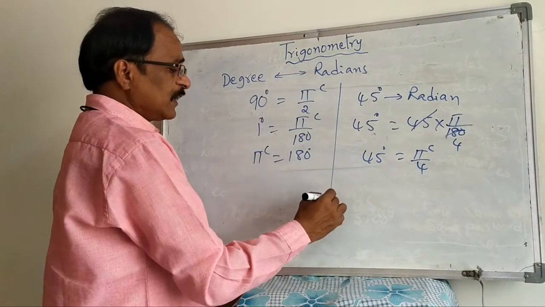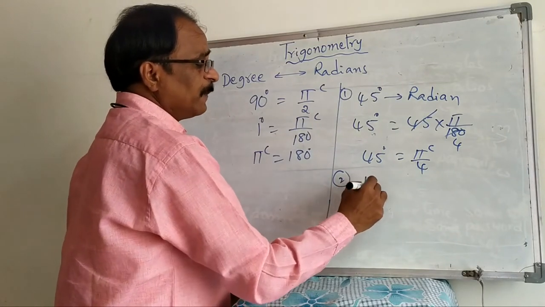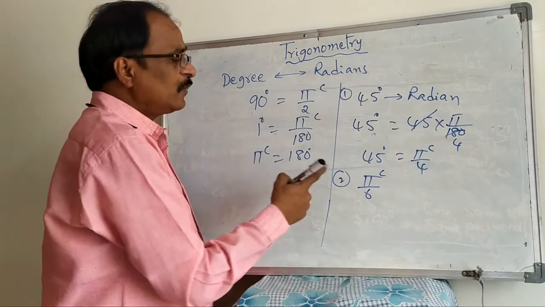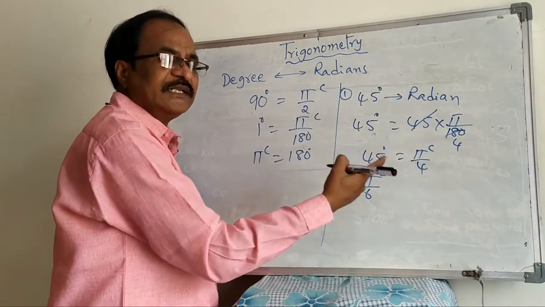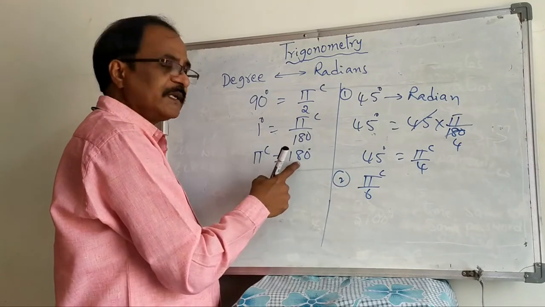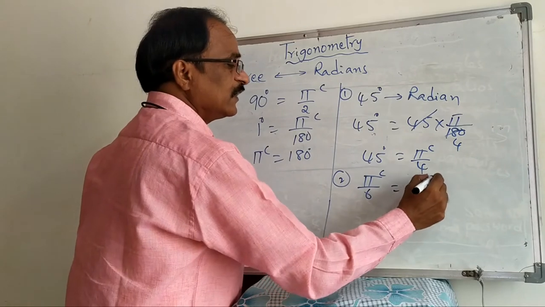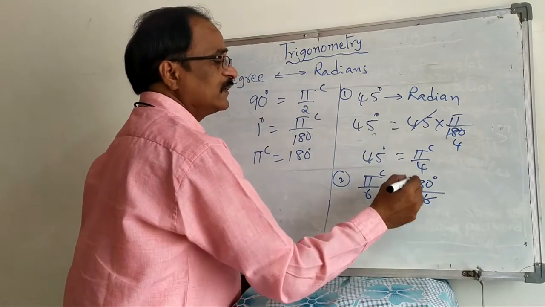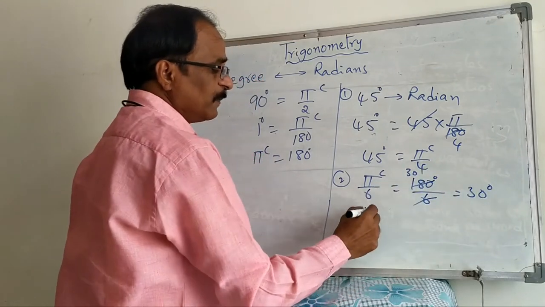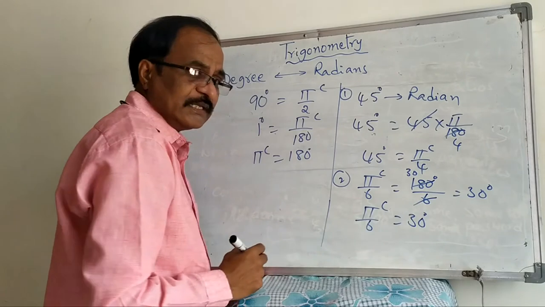Similarly, we have to convert pi by 6 radians into degrees. How to convert pi by 6 radians into degrees? Simply remember that instead of pi, substitute 180 degrees. So that is equal to 180 by 6. Now cancel with 6, that is 30 degrees. So pi by 6 radians is equal to 30 degrees.